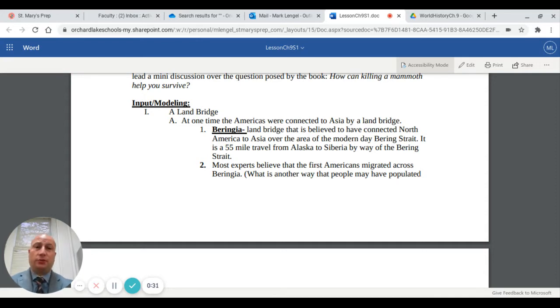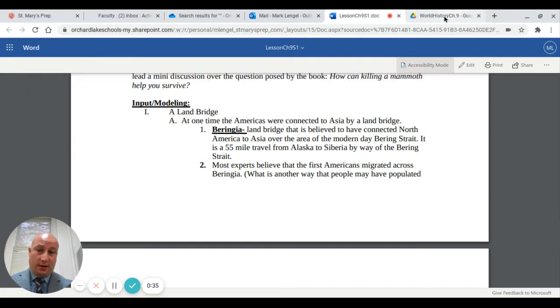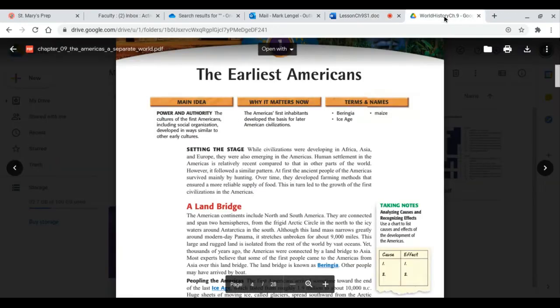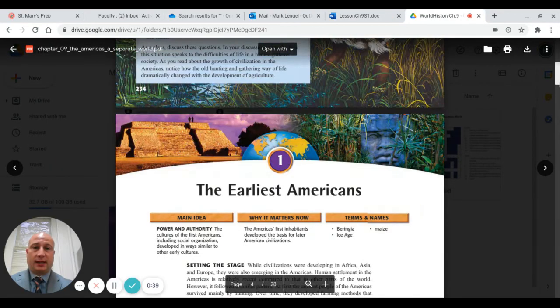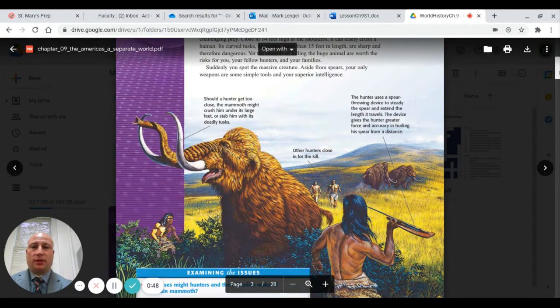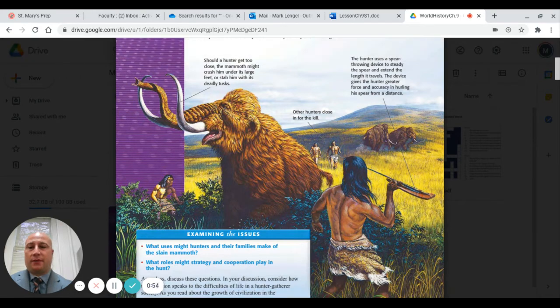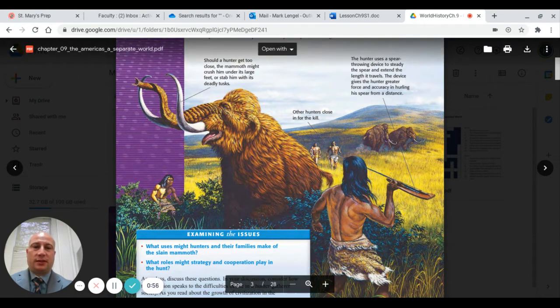Now, one of the things that we do know is that hunting and gathering was the preeminent way of getting food and survival. So your textbook has a nice Interact with History series here about hunting the mammoth. And one of the ways that early humans in the Americas would hunt the woolly mammoth would be with an atlatl, or a spear thrower, right here. And then also they used teamwork to be able to take down these very large beasts.